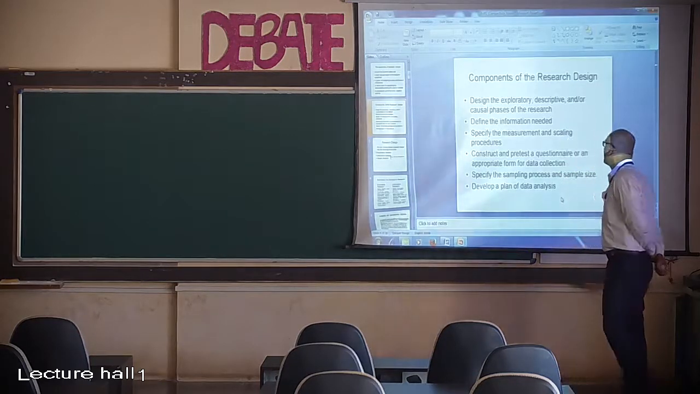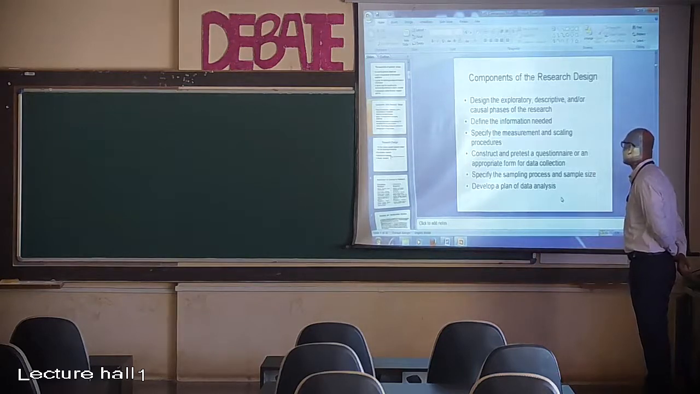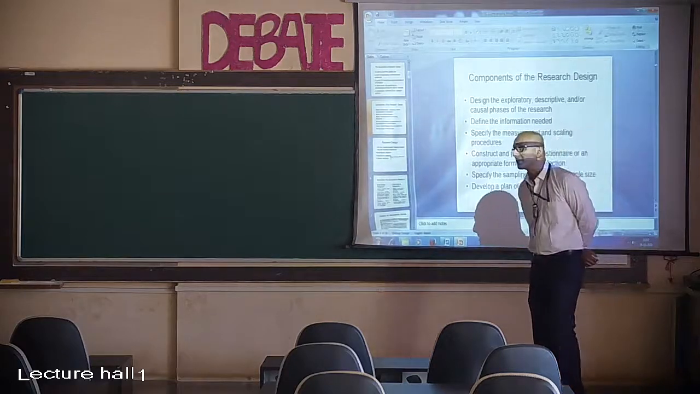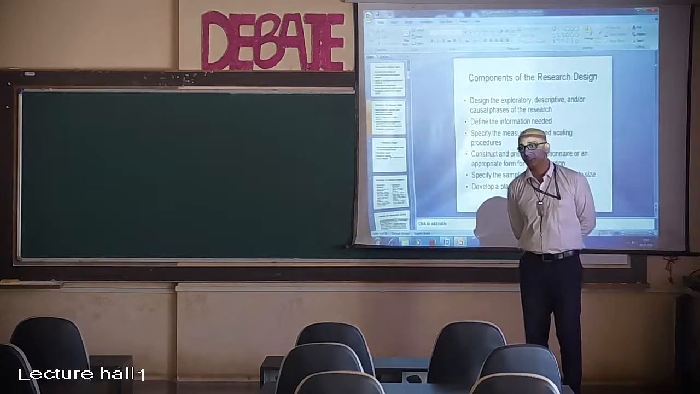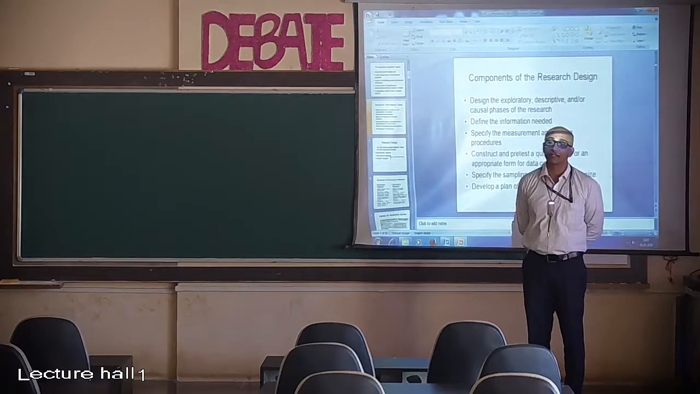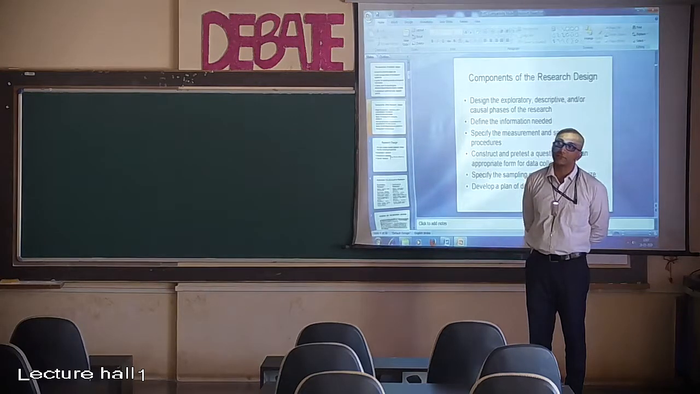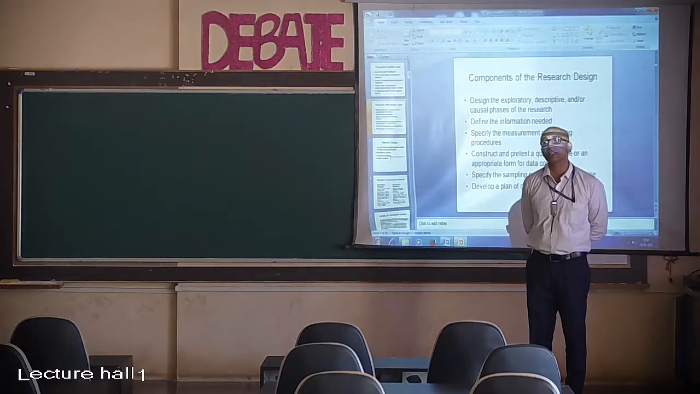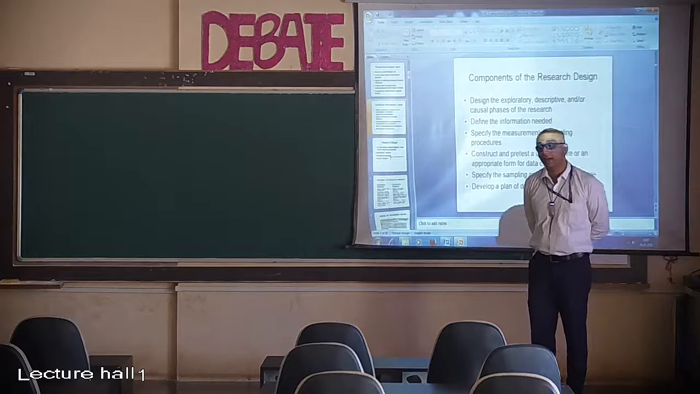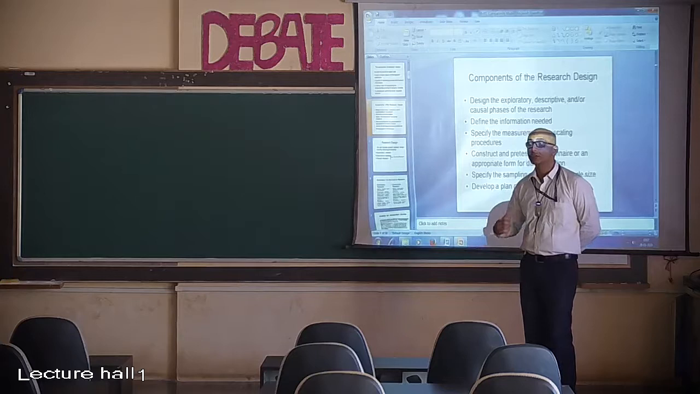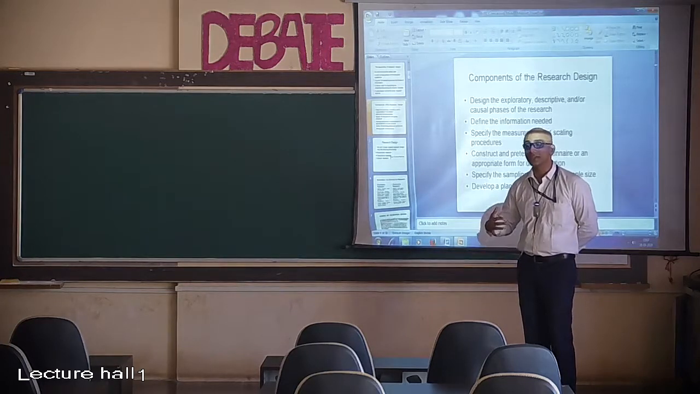Okay, and apart from that, the research design also consists of the sampling process and the sample size. As discussed in the last class, we have different types of sampling. There is random sampling, judgmental sampling, snowball sampling and stratified sampling. Which type of sampling we are going to use in our research has to be mentioned. And we also need to mention the sample size, the total number of respondents, the total number of subjects whom we are going to interview.